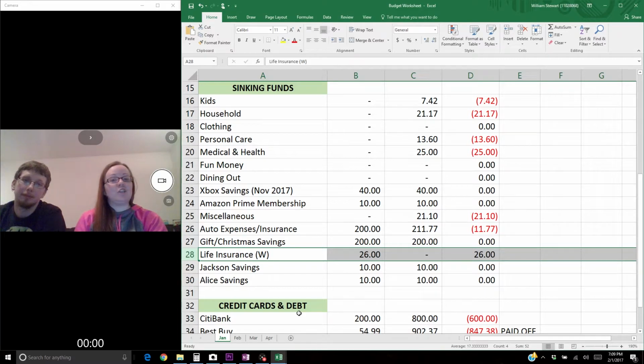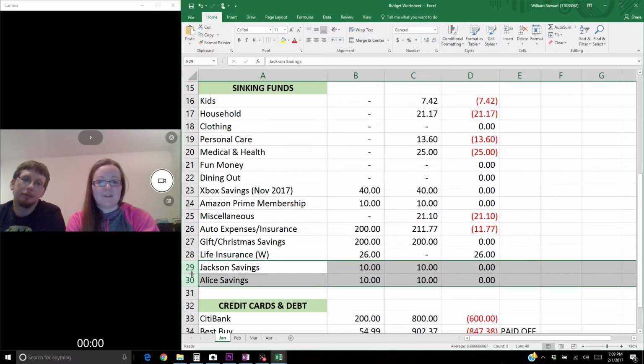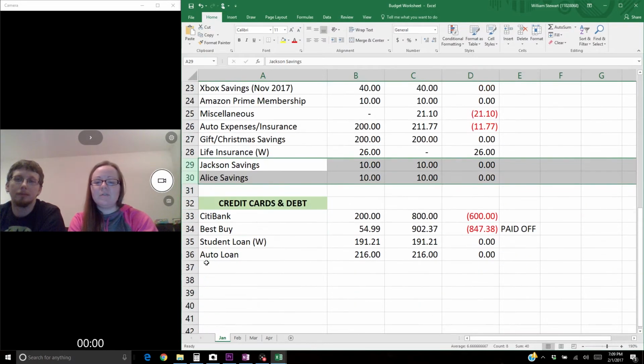I went in and changed it to a monthly withdrawal, just like mine is, which was at the top of this spreadsheet. I had oversaved at this point, and those withdrawals don't start coming out until May. So he's paid up until May, and I didn't have to set money aside for his life insurance. That saved us $26. And for Jackson and Alice, we put $10 a month into a little savings account for spending money or whatnot. So that was the sinking funds.